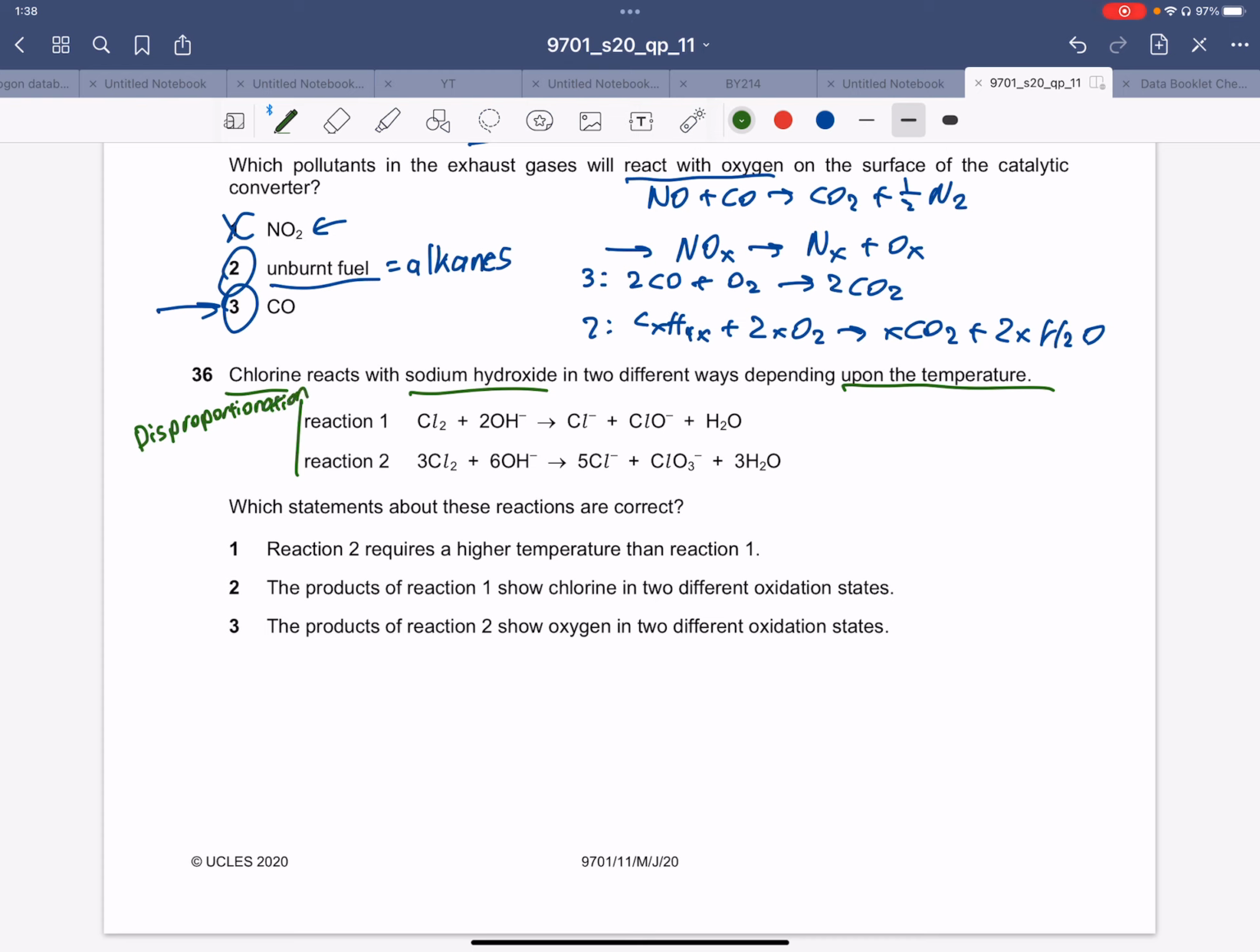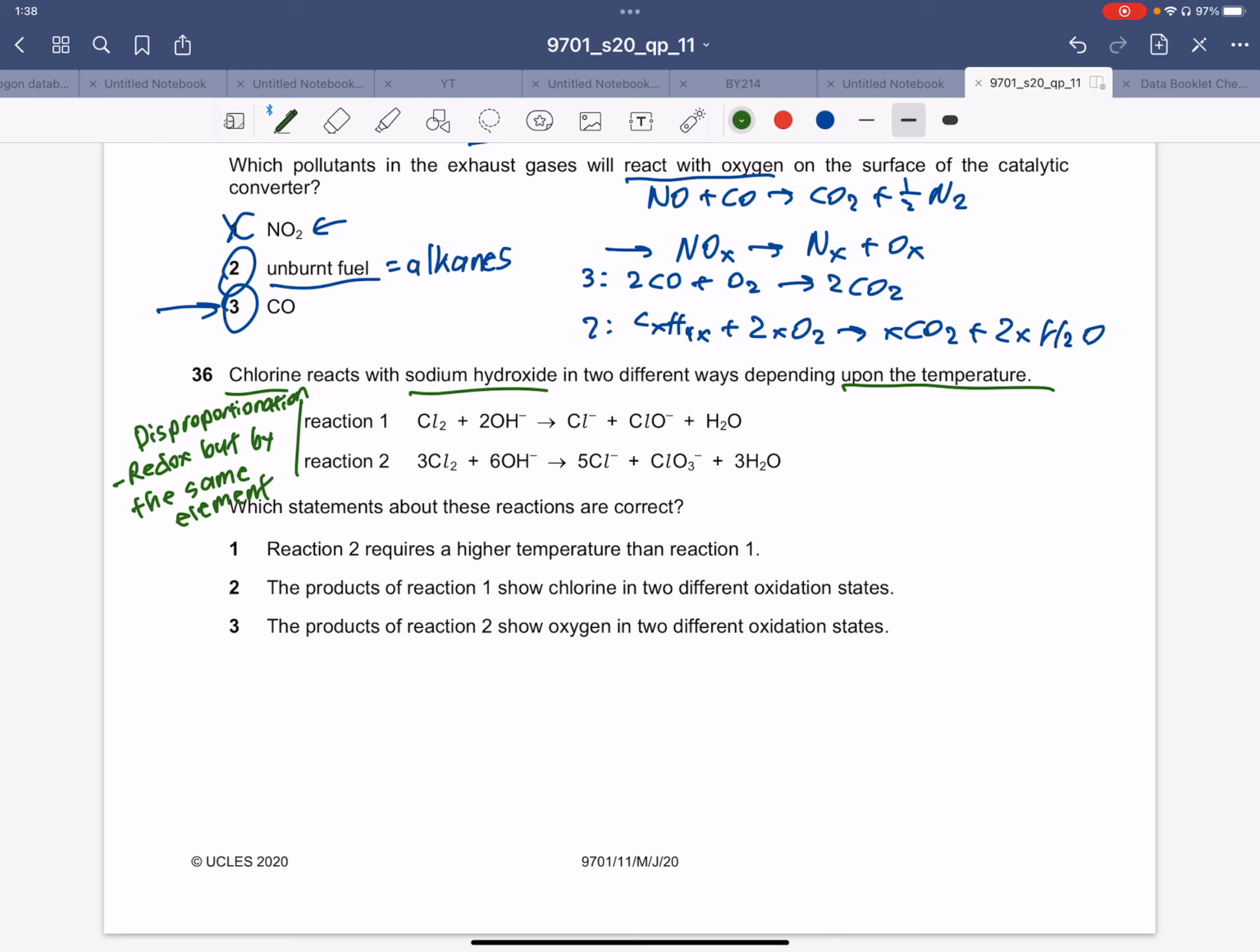Disproportionation reactions are basically a redox reaction, which means oxidation and reduction occur in the same reaction, but by the same element. Sorry, this is just some vocab that you guys should know. So it's redox, but by the same element.